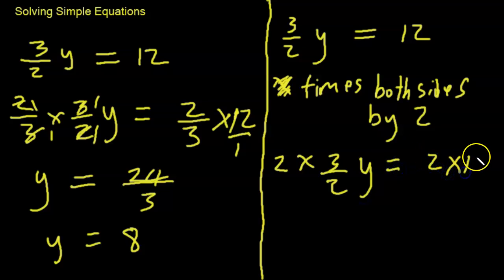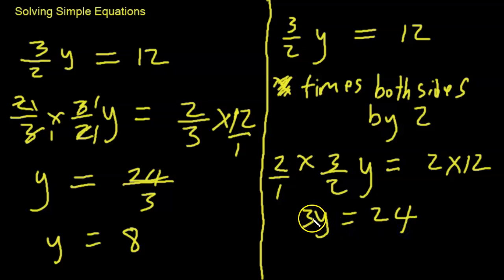Because remember, whatever is done to one side of the equation, you need to do the same thing to the other side. Now 2 times 3 over 2. 2 times 3, that's 6. 1 times 2, that's 2. So you end up with 6 over 2. And 6 over 2, that's 3, right? Or you could say 2 into 2 leaves 1, so you end up with just 3y. And 2 times 12 is 24.